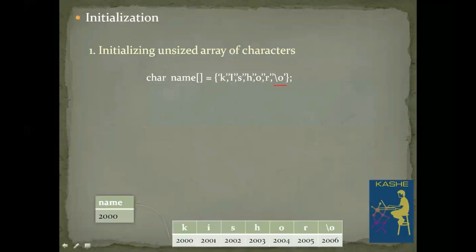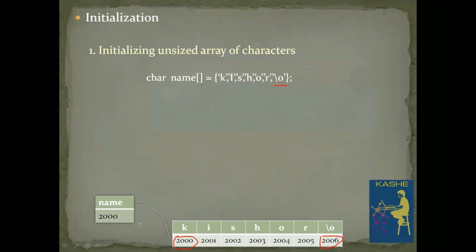If you initialize like this, what will happen? See, in C language, the character data type occupies 1 byte. That means 1 memory location for each character. Then how many memory locations will be allocated for that name character array? That name character array automatically takes 7 memory locations. I am assuming the first memory location address is 2000. Then the last memory location address will be 2006.